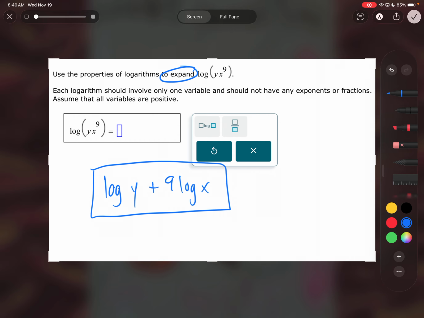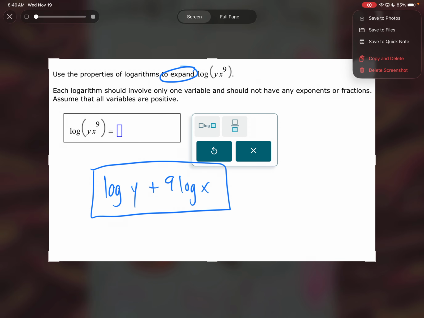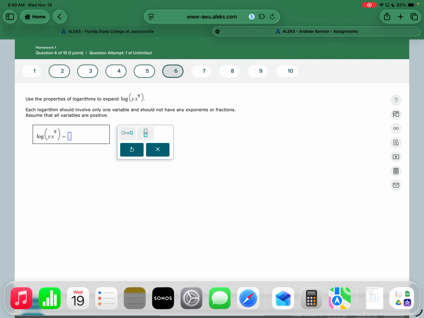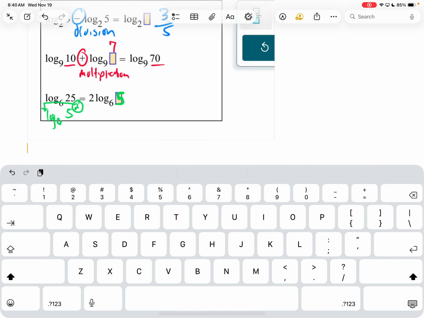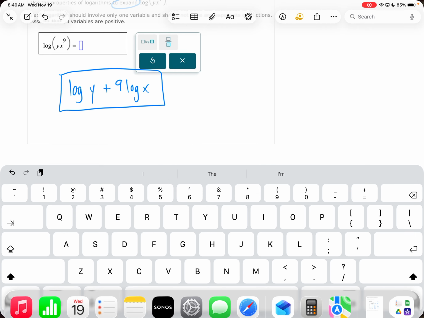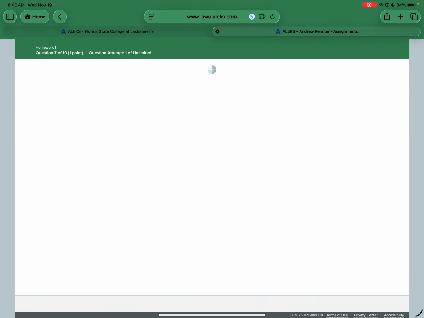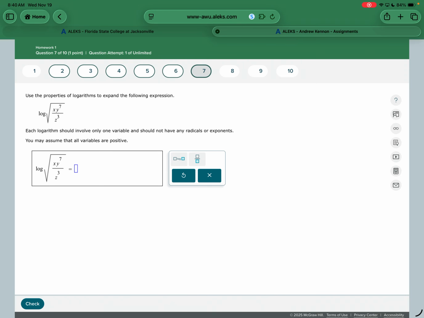So again, just walk through it. I am multiplying the x and the y, so I put a plus. The 7 is an exponent, so instead of writing it there, I drop it down out in front. Then I divide, so I put a subtraction. And then the cubed is 3 cubed, so instead of writing it z cubed, I put the 3 out in front.